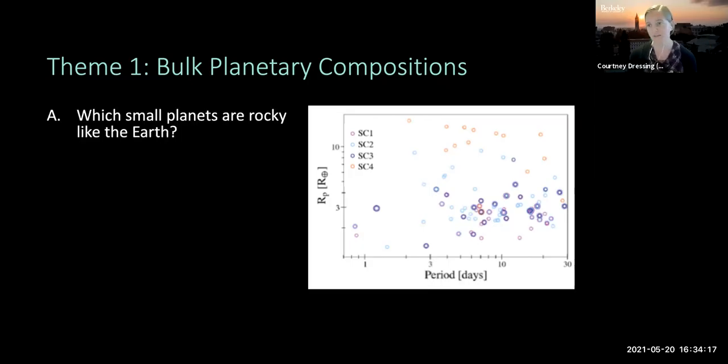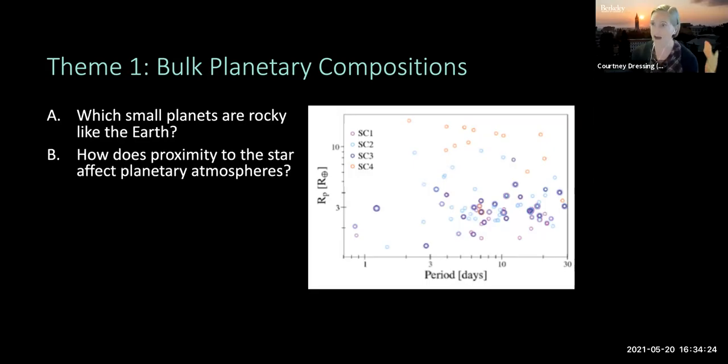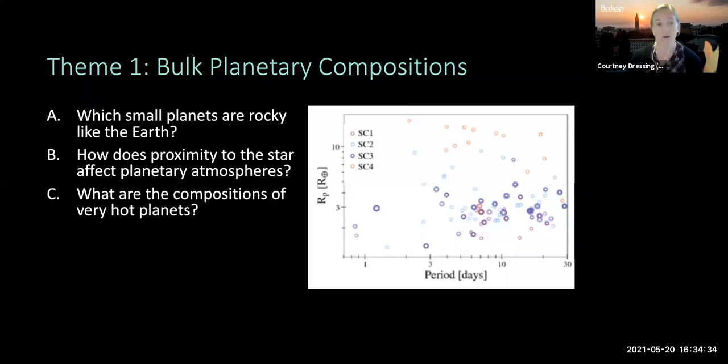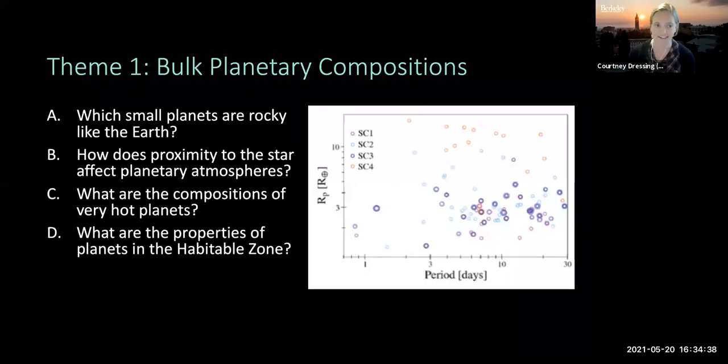Within the bulk planet compositions case, we're hoping to address the following questions. Which small planets are rocky? How does the proximity to the star affect the atmosphere of the planet? Do we see that the planets that are close to stars have smaller atmospheres than planets that are farther away? What are the compositions of the hottest planets, those with orbital periods of less than a day?